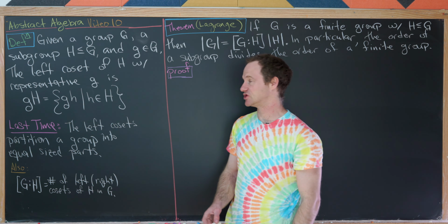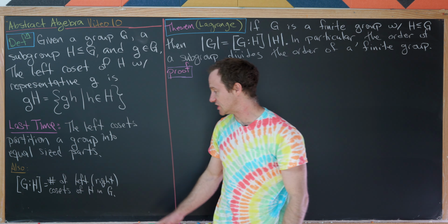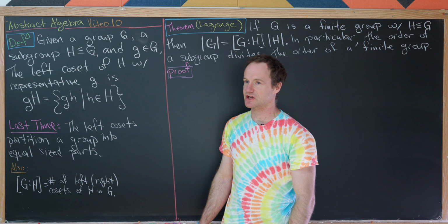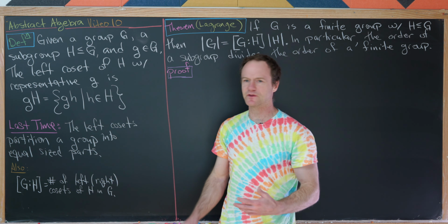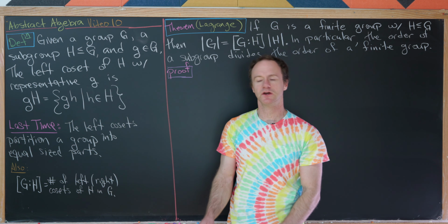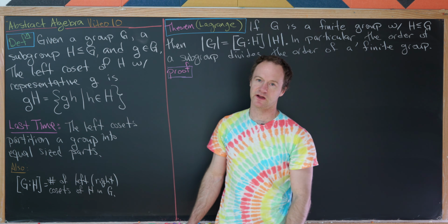And then we also defined something called the index of a subgroup, and it had the following notation. We read this as: the index of H in G is the number of left or the number of right cosets of H in G. We also proved that those two numbers were the same. The number of left cosets is equal to the number of right cosets, which is obviously important because otherwise this would not be a well-defined quantity.